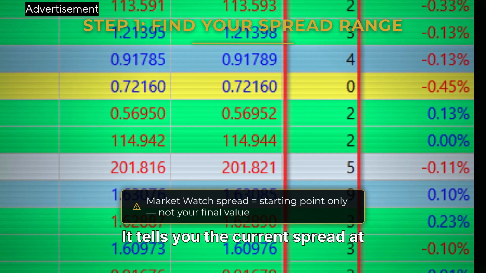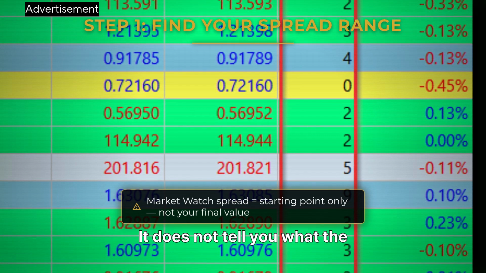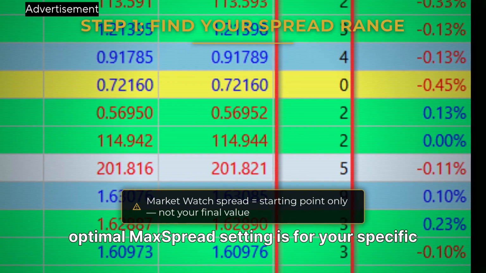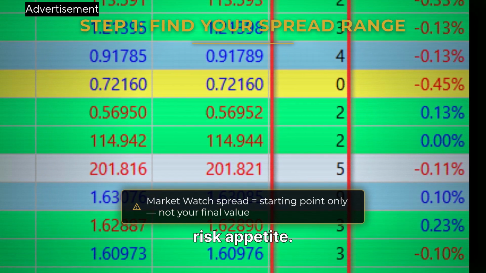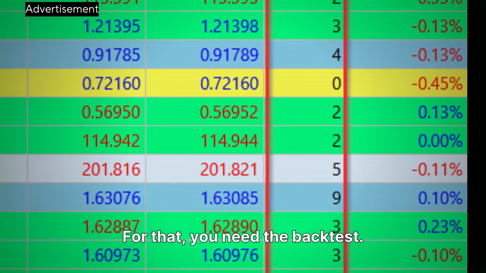But, and this is important, the market watch spread is just your starting point. It tells you the current spread at that moment. It does not tell you what the optimal max spread setting is for your specific risk appetite. For that, you need the backtest.